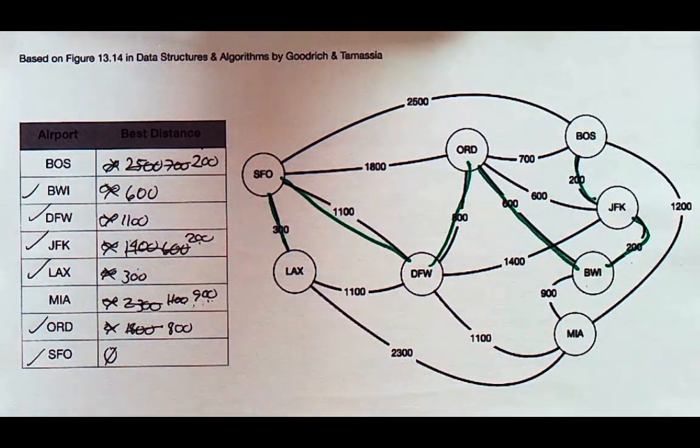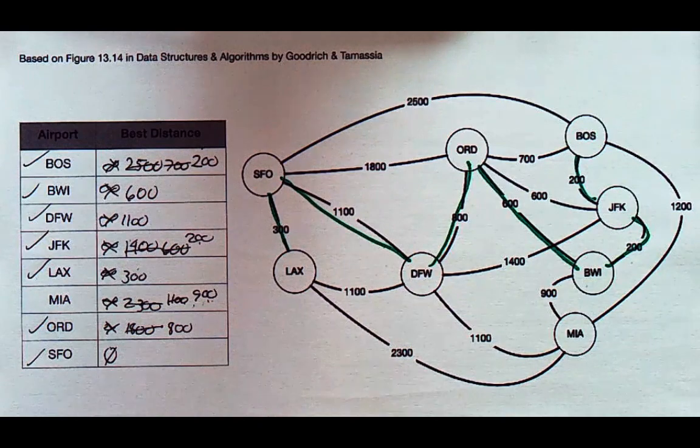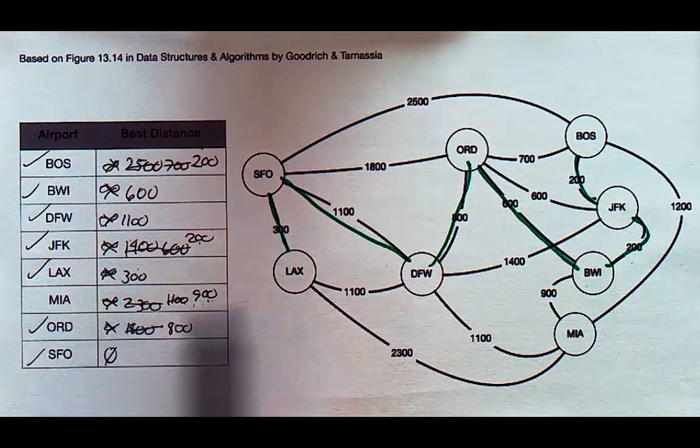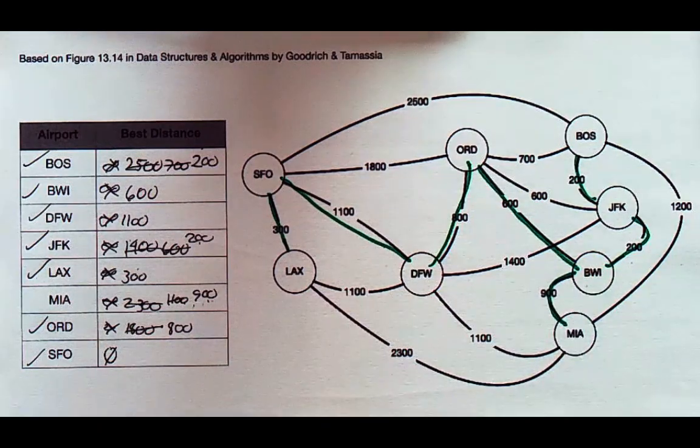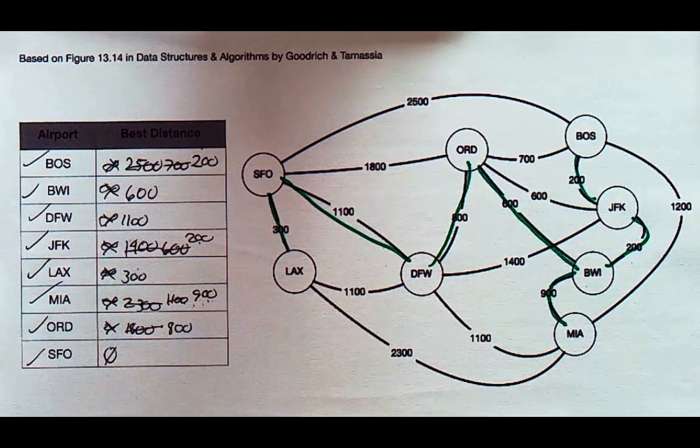Boston, updating all of its outgoing edges. All of them have already been processed, so I'm going to ignore all of those. And then last, we've got Miami, which will take this path of 900, process all of its outgoing edges, although all of them have already been visited, and we're done. You might notice this is the same spanning tree that we had in one of our earlier examples.